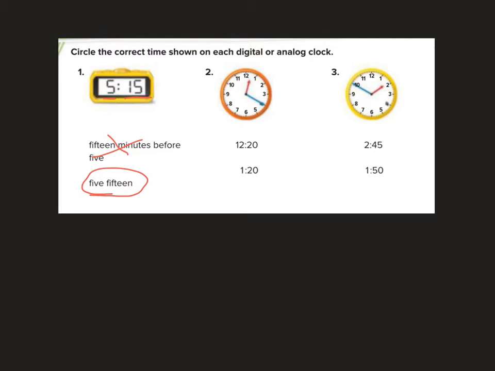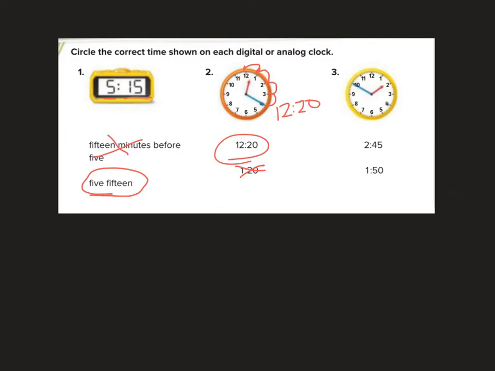All right, this clock. It's past the 12, but not yet to the 1, so I know it's 12-something. Then let's count. 5, 10, 15, 20. Not 1:20, because it has not touched the 1 yet. 12:20.